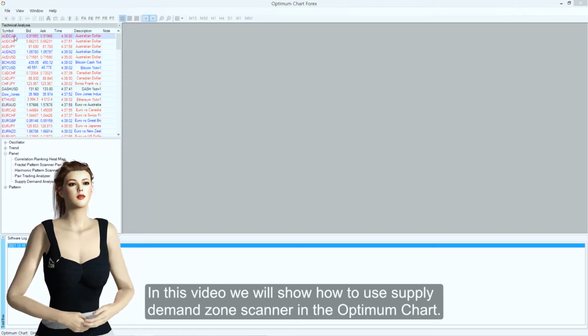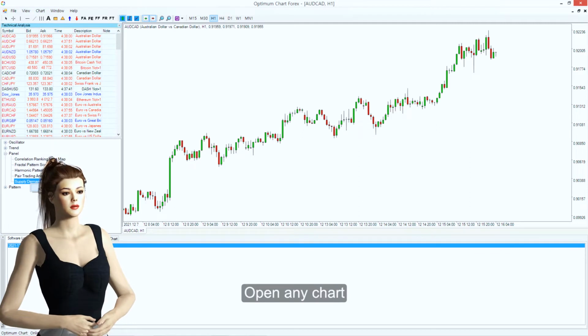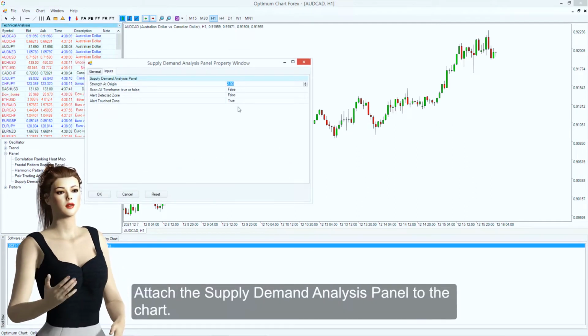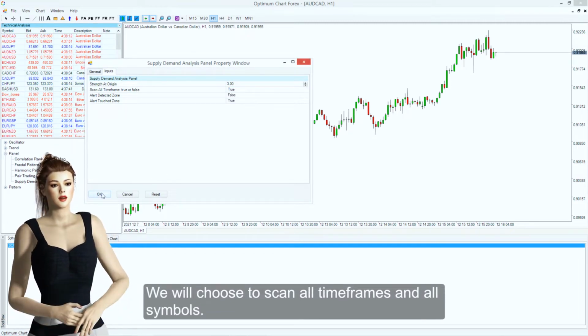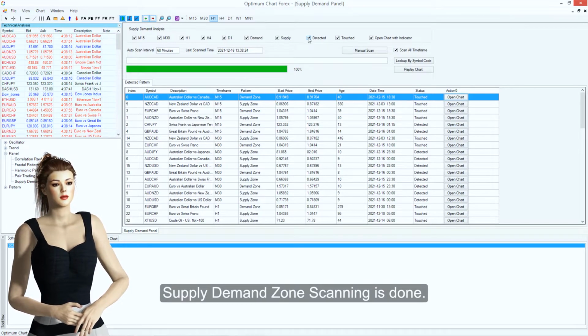In this video we will show how to use supply-demand zone scanner in the Optimum chart. Open any chart. Attach the supply-demand analysis panel to the chart. We will choose to scan all time frames and all symbols.